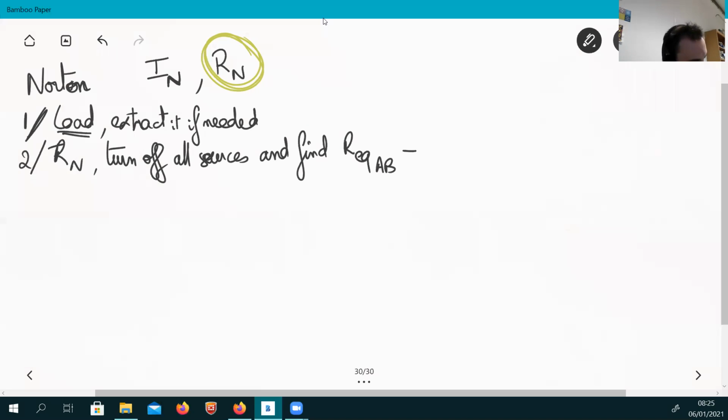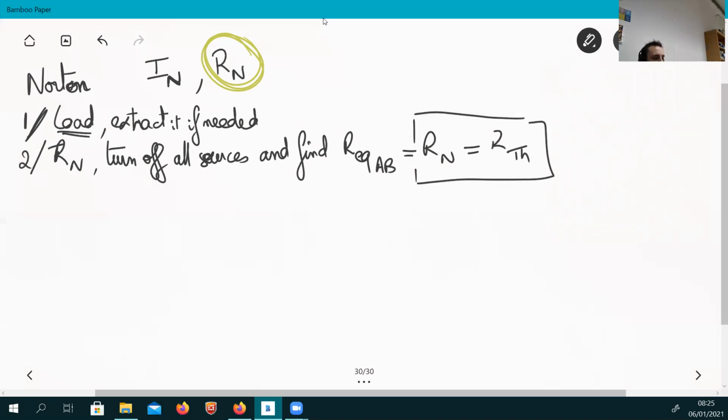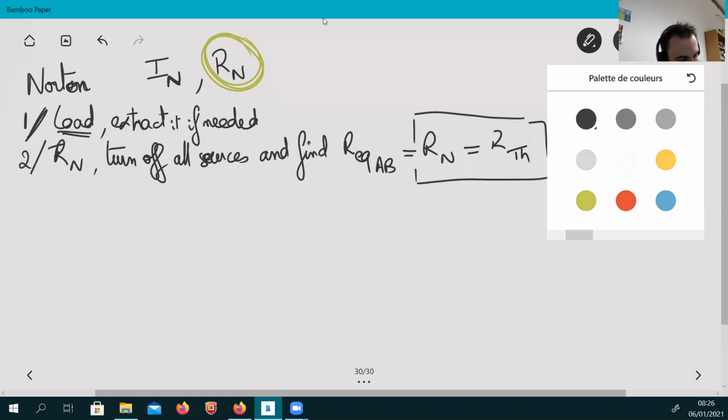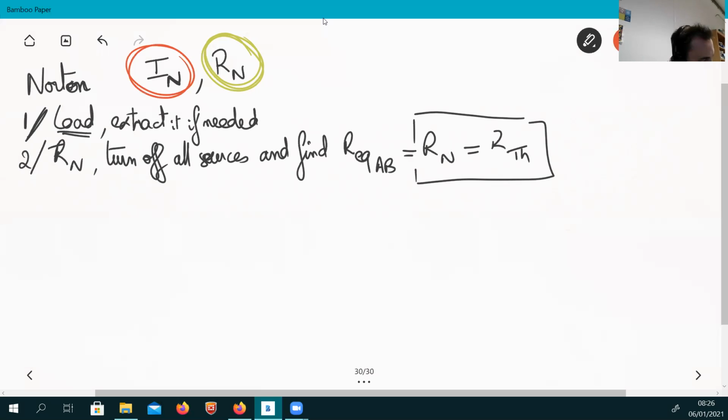So at the very end, the first thing you will consider is that the two resistors are equivalent. So when you're looking for the Norton or Thevenin resistor, in fact, you should find the same value. So this is the first point. And then the second point is to find the other parameter, which is the current IN.